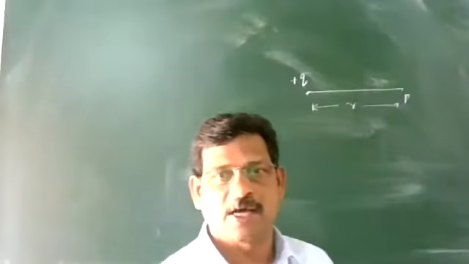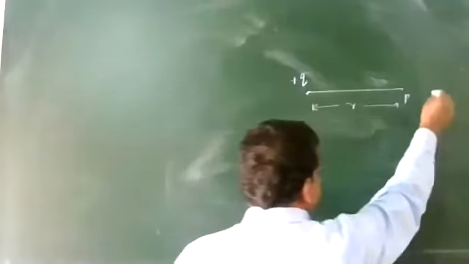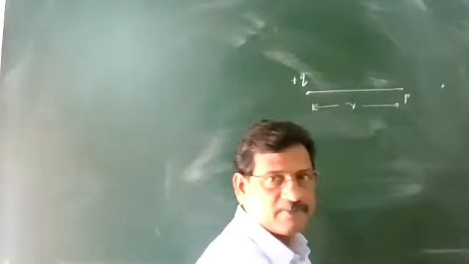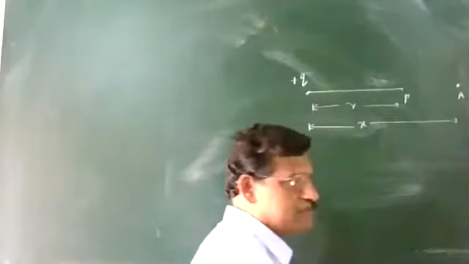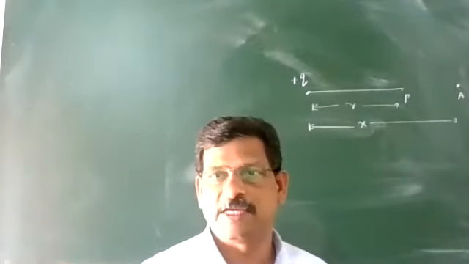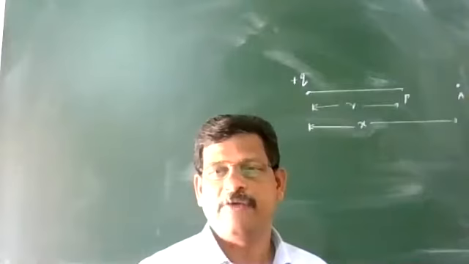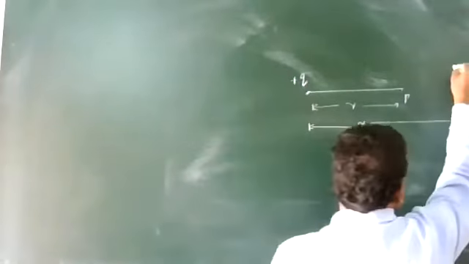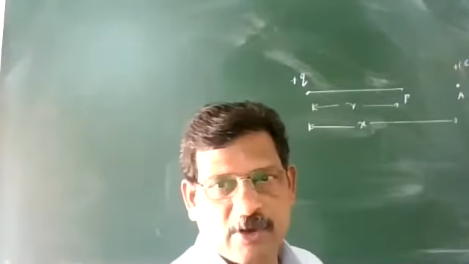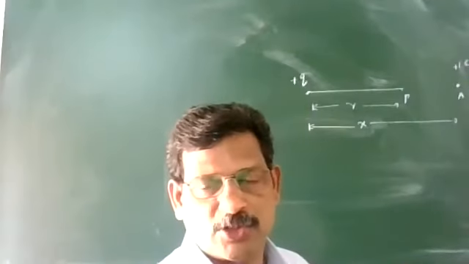So I am going to consider 2 other points here. Suppose we are taking a point A here. Point A is at a distance, say x, from the point charge. If we place a unit positive charge, a plus 1 coulomb charge, at the point A, you can find out the direction of the electric field and the force acting on it.